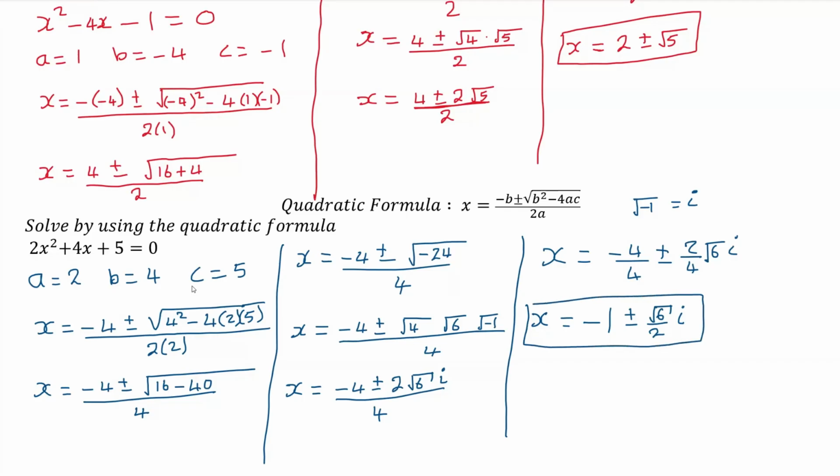All right, so that would be the solution to this problem. All right, so that's solving quadratic equations using the quadratic formula, which is x is minus b plus or minus the square root of b squared minus 4ac all over 2a.